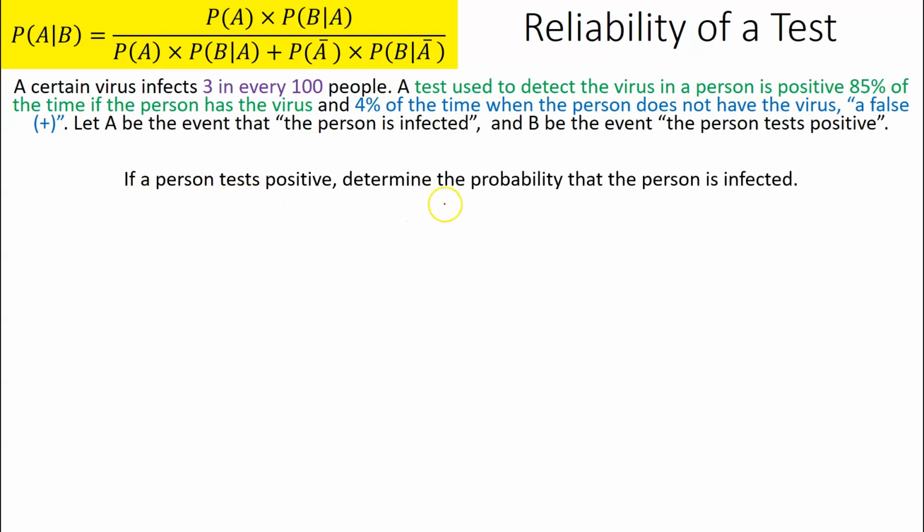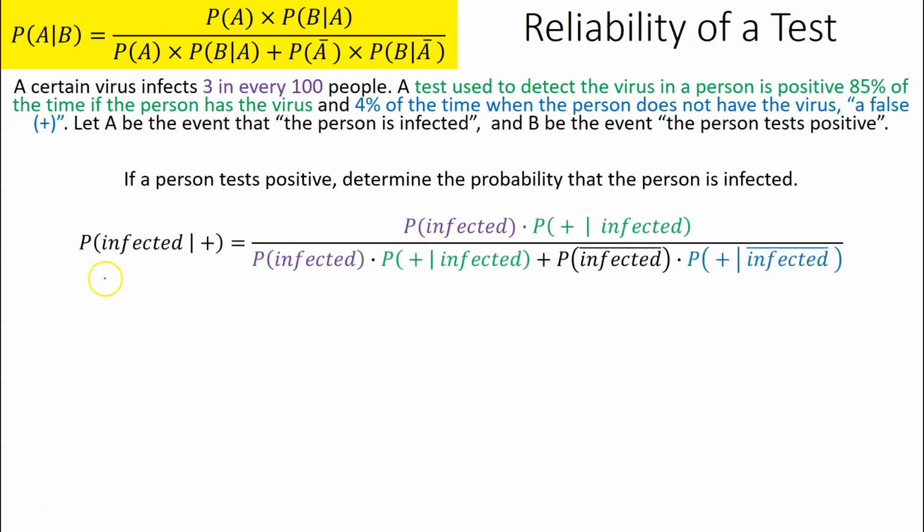If a person tests positive, determine the probability. Okay, so here's what it would look like as far as filling in Bayes' theorem. And again, if it's a medical one, you pretty much have to use the complicated one because of false positives.